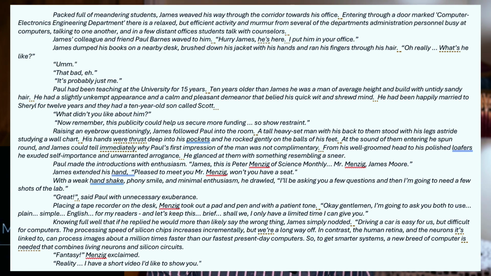That bad, eh? It's probably just me." Paul had been teaching at the university for 15 years. 10 years older than James, he was a man of average height and build with untidy sandy hair. He had a slightly unkempt appearance and a calm and pleasant demeanor that belied his quick wit and shrewd mind. He had been happily married to Cheryl for 12 years, and they had a 10-year-old son called Scott. What didn't you like about him?